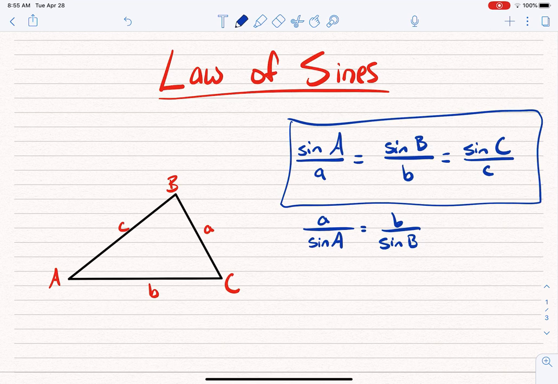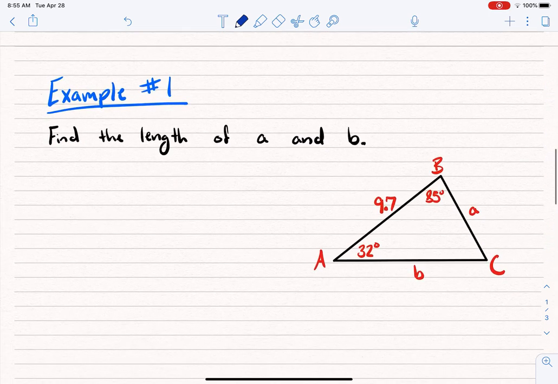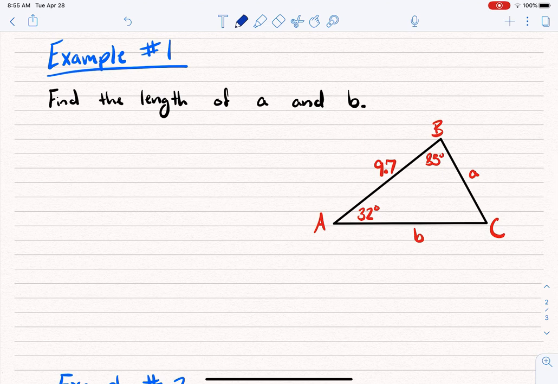I've got 2 quick examples that we're going to walk through, and then I just want you to practice this a little bit before we do some really cool stuff with it. Okay, I want you to understand how the law of sines works. So, example number one, here we go.